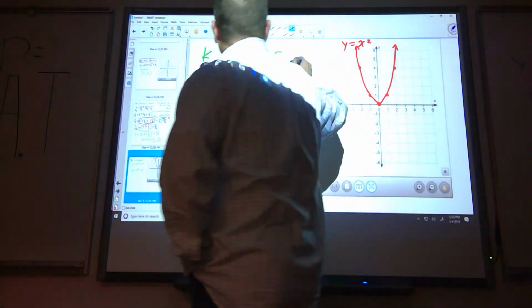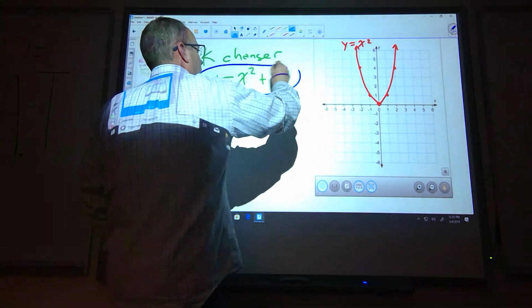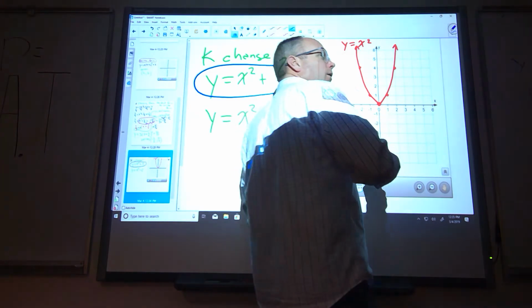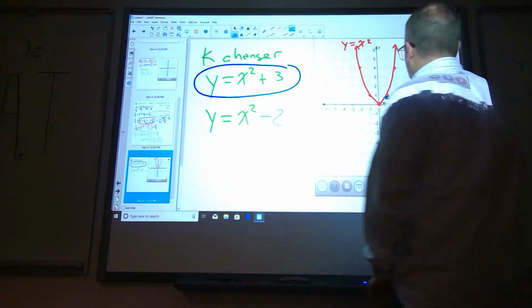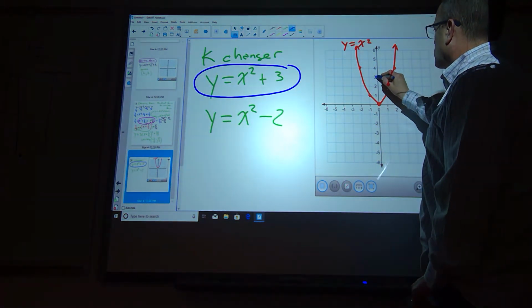Let's do this one in blue. All this is going to do, it doesn't have a b value, does it? But it moves up 3.